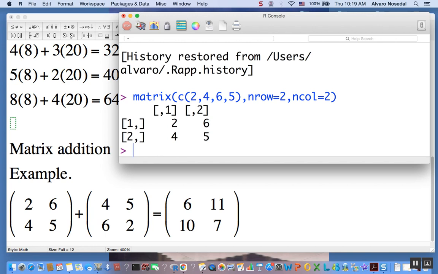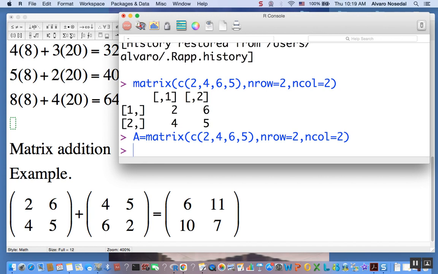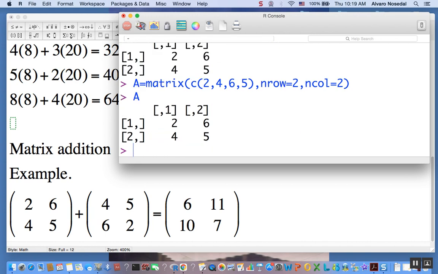Once you press enter, you see what you have produced with that command. Make sense? But I would like to store it, save it in an object. So what we're going to be doing here is assigning this matrix to the object called A. We're going to be using a capital A for that matrix. Now we could just type the name of the object we created, and there it is. So we have our first matrix.